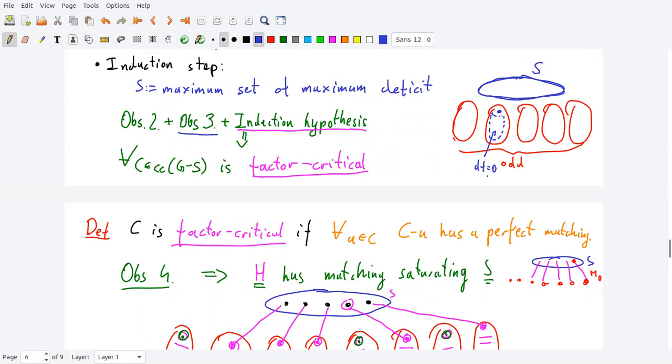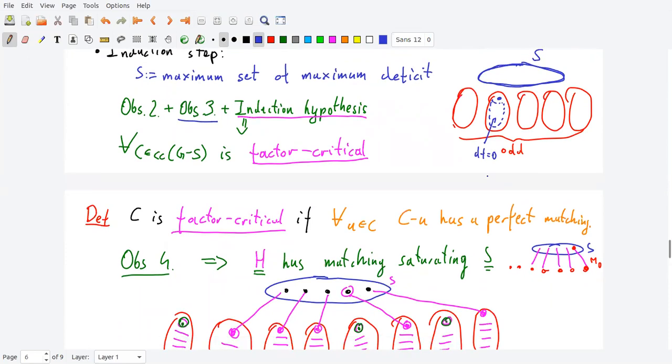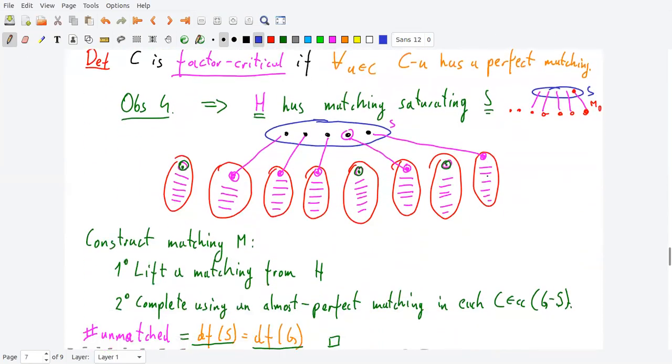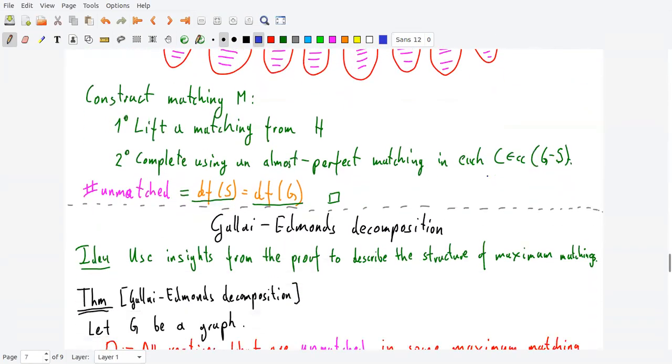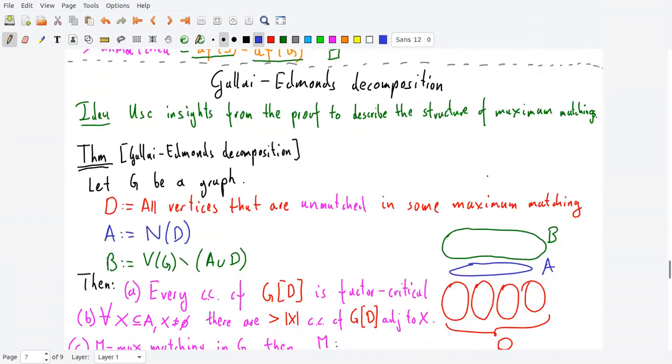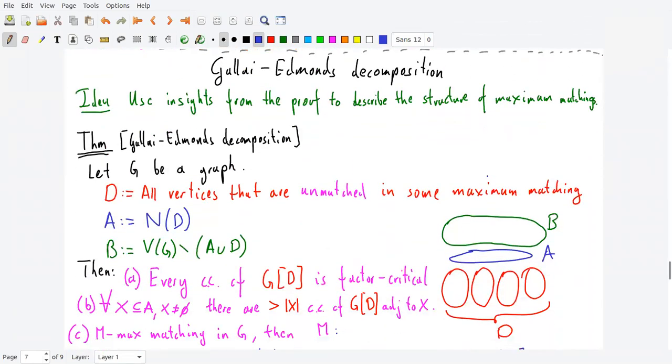Good. Any more clarifications? Good. If not, then maybe we can move on to the last element of today's lecture, namely Gallai-Edmonds decomposition. So this is a sort of an afterthought after the proof of the Tutte-Berge formula. Just to say one more literature remark about the Tutte-Berge formula.